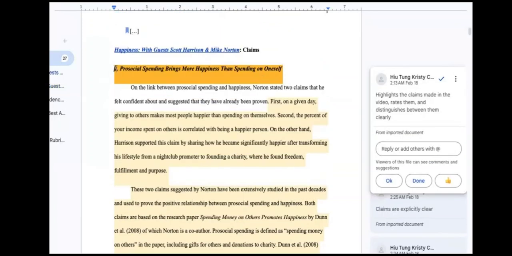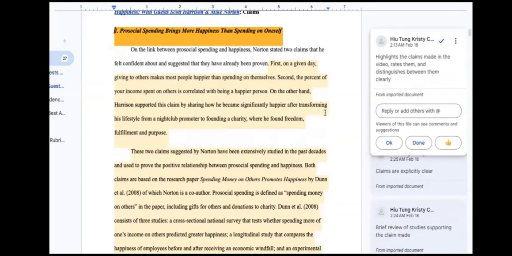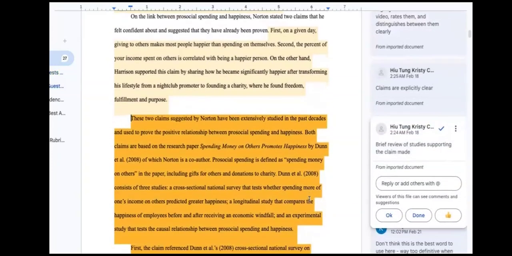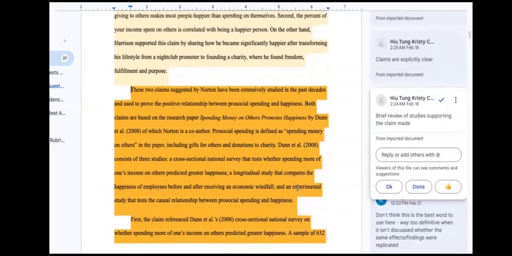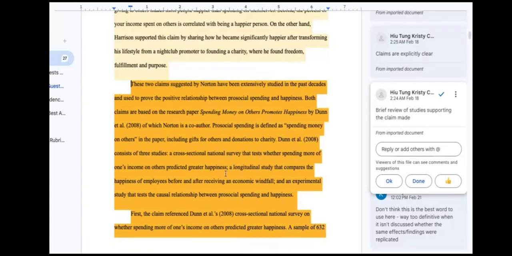So this team does well by first including each of the claims that was made during this video. So we see here first, there's a claim that prosocial spending brings more happiness than spending on oneself. This team makes the claims very explicitly clear, and then also reviews studies supporting the claim. So you'll see that, for example, they're able to pull out that specific study and also include information about that study. So here we have a cross-sectional national survey, a longitudinal study, as well as an experimental study. And this team also talks about why each of these would make that claim more credible.